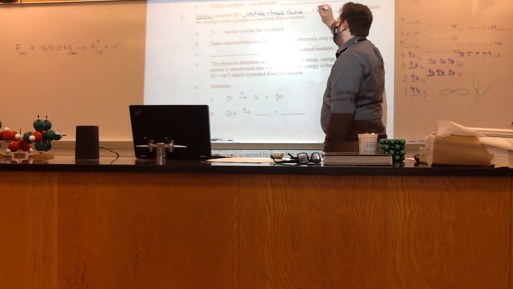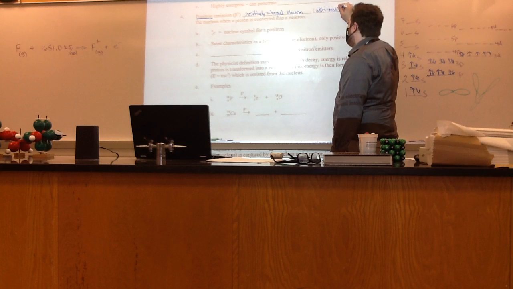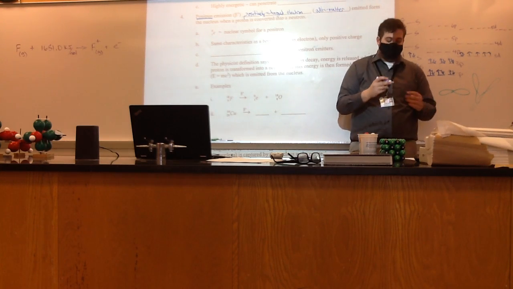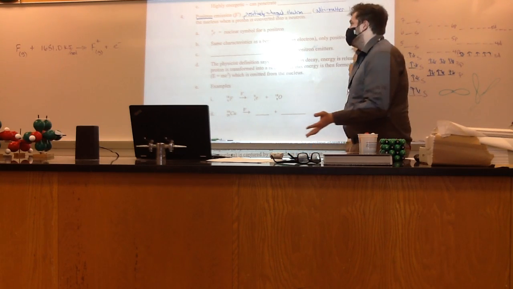And we also call that antimatter. So it's still called an electron now? No, it's called a positron. Our description of a positron is a positively charged electron. It's like an electron, except it just has a positive charge.